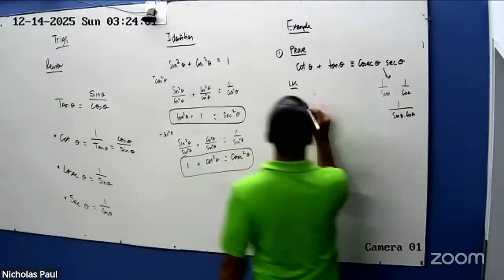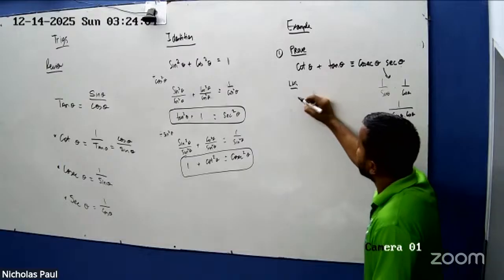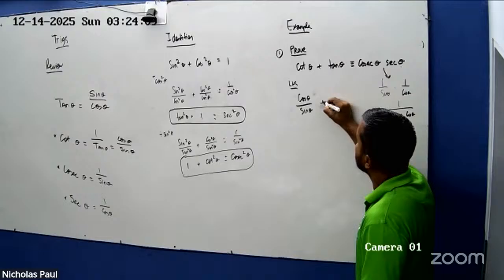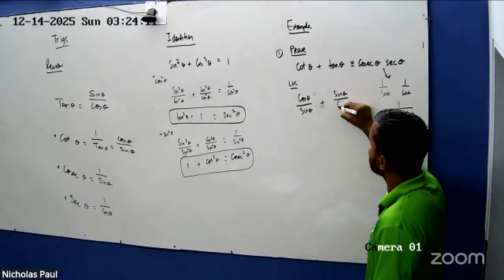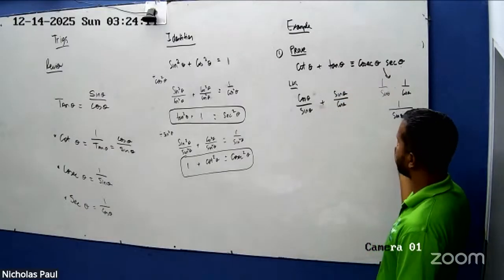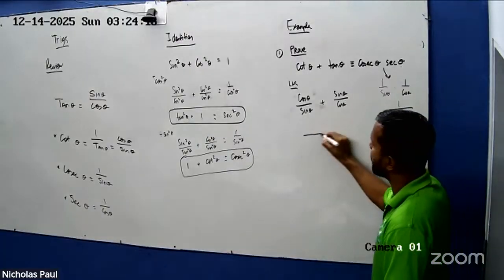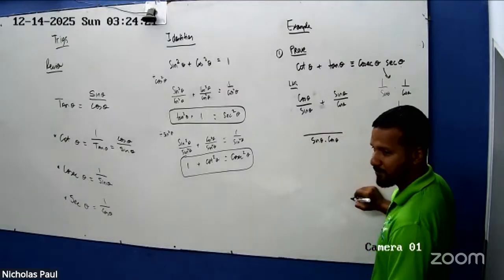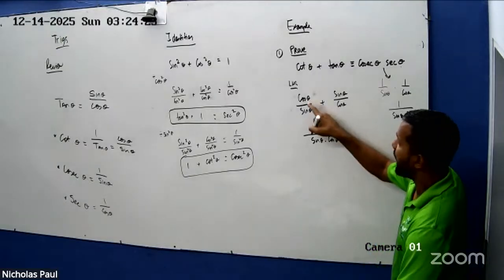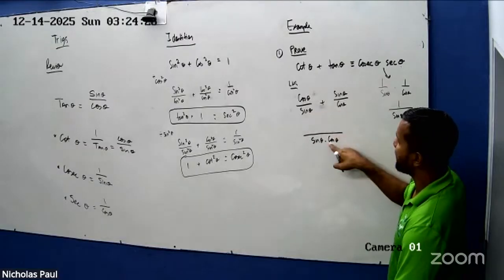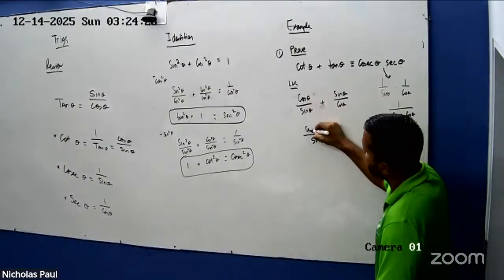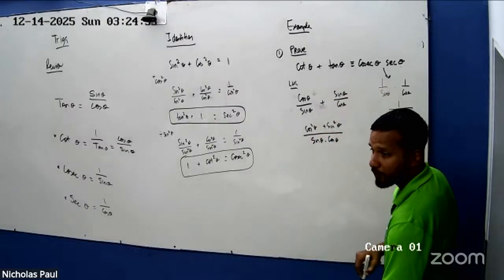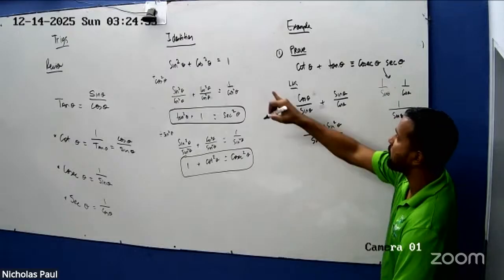So left hand side is what? Cot is cos over sine. Tan is sine over cos. We have two fractions. We have to simplify it to look like this. So all we can do is find the LCM. Sine theta multiplied by cos theta. Right? And then this by this is this. Then cos by cos is cos squared. Sine by sine is sine squared. Right? Cos squared plus sine squared is 1.